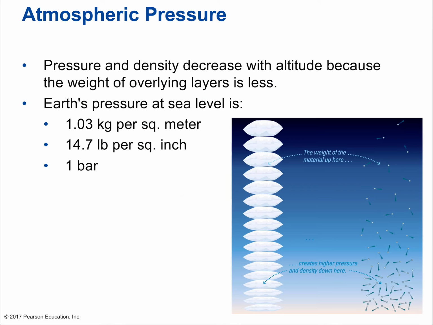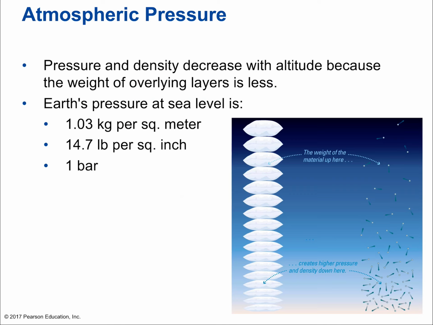All right, Earth's pressure at sea level is 1.03 kilograms per square meter, or 14.7 pounds per square inch, which is called 1 bar, if you've seen that unit of atmospheric pressure. But as we go up, up, up into the atmosphere, that pressure falls off. Kind of like if you imagine a stack of pillows, the pillows at the bottom would be more squished than the pillows at the top. Same idea, the molecules are more squished at the bottom of the atmosphere.